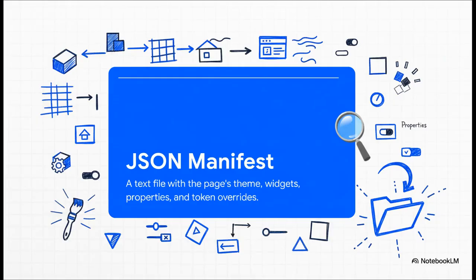And the key to all of this portability stuff is something called the JSON manifest. Now, don't let the name scare you. It's just a text file. But it's not just a backup. It's the complete, detailed blueprint of your entire page. I mean, everything. The theme you're using, every single widget, its position, its properties, even the style tokens you've changed. It packs the whole shebang into one file you can take anywhere.